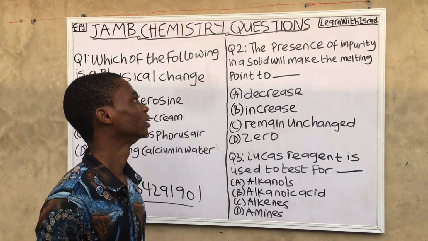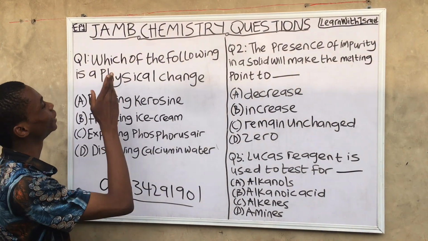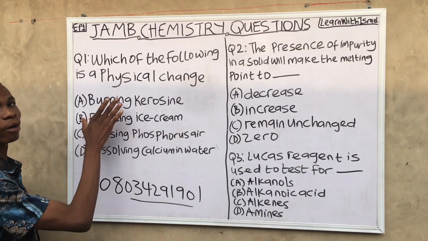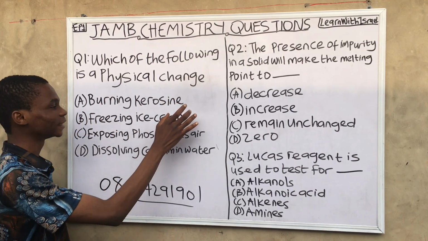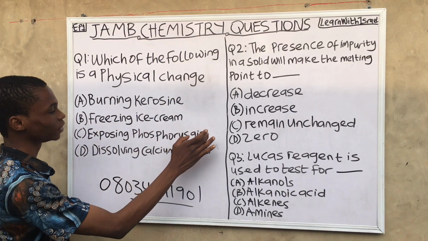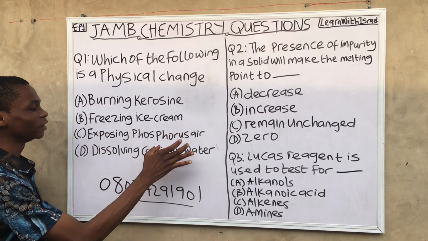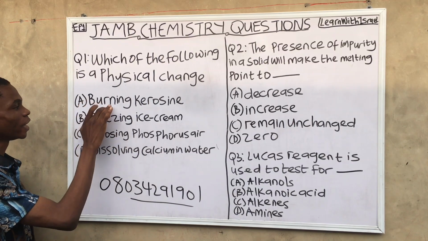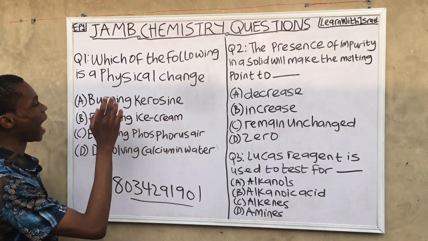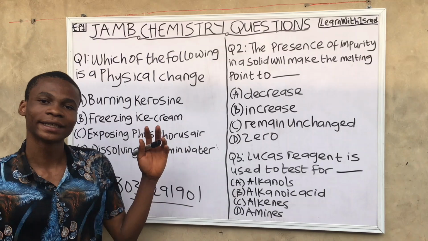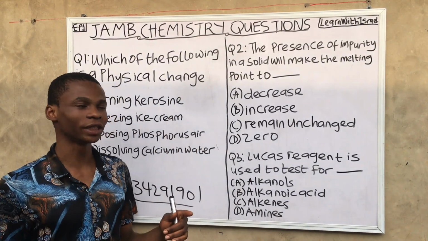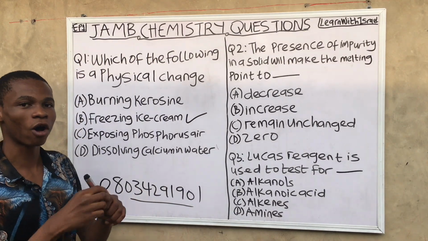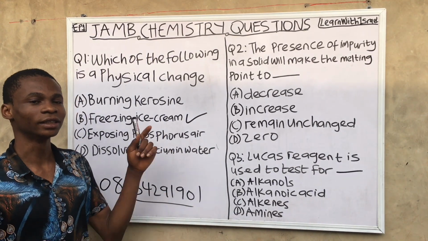So let's get started. Question 1. Which of the following is a physical change? A. Burning kerosene. B. Freezing ice cream. C. Exposing phosphorus to air. D. Dissolving calcium in water. So option C and option A, exposing phosphorus to air and burning kerosene, are both chemical change. The only physical change is freezing ice cream. Freezing ice cream is from liquid to solid state.